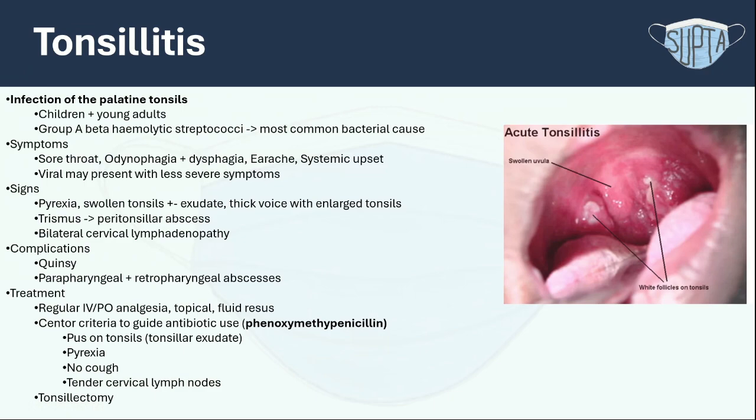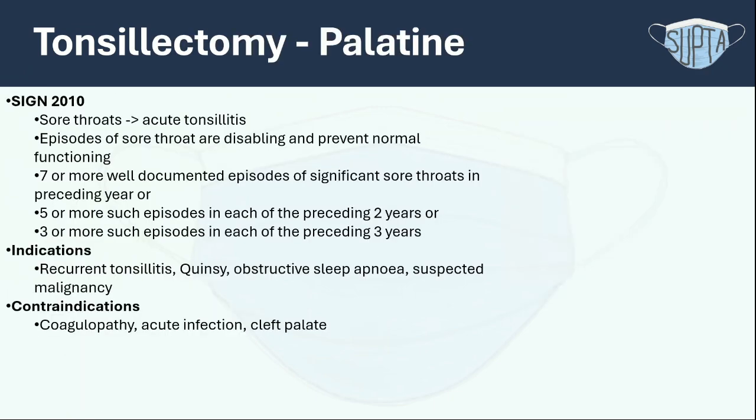Then tonsillectomy, ultimately. These are the SIGN guidelines for when you would want to consider a tonsillectomy. And then contraindications is mostly coagulopathy, acute infection, and cleft palate.